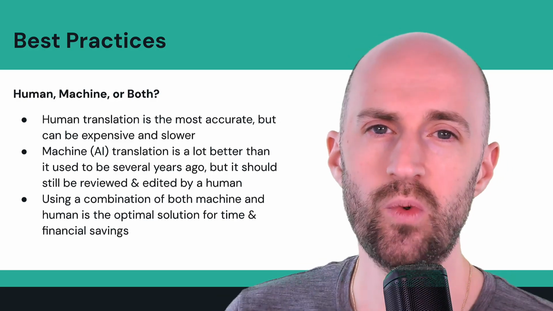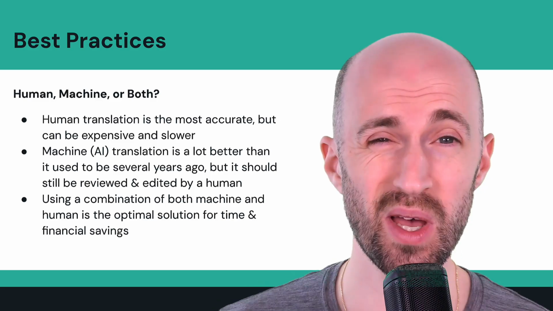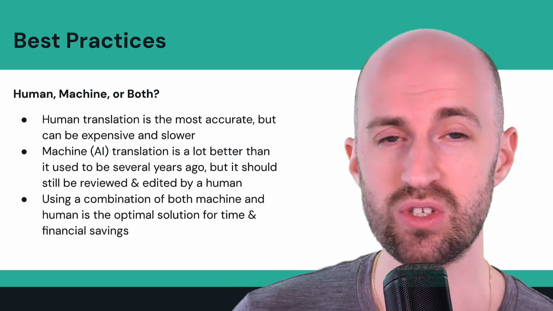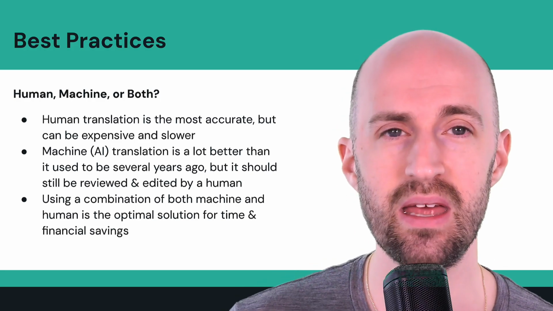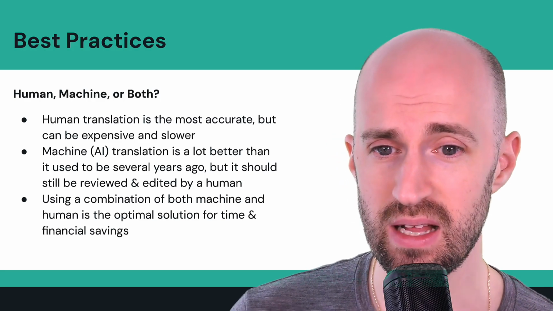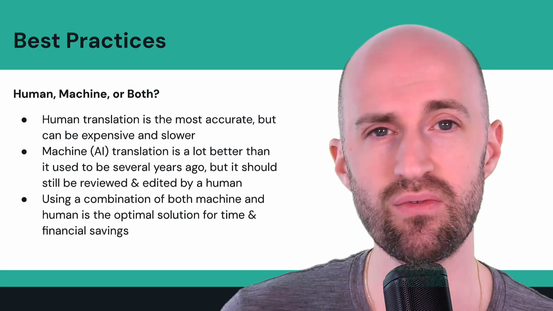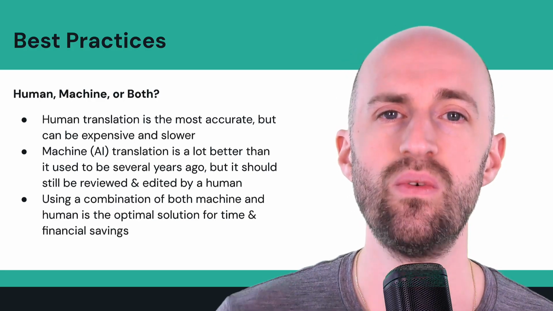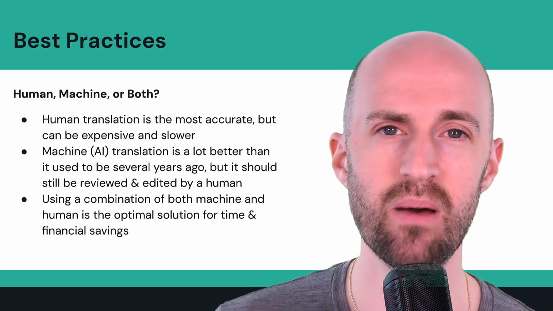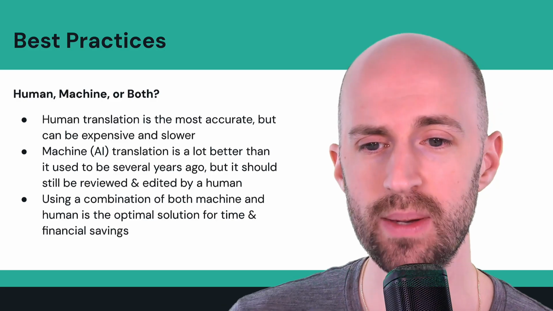So then you might wonder, okay, how do I translate it? Do I human translate it? Do I machine translate it? Or do I use a balance of both? Human translation is the most accurate and the most effective, but it can be expensive and slower than, let's say, machine translation. Machine or artificial intelligence translation these days is a lot better than it used to be several years ago, but it should still be reviewed and edited by a human because there are some mistakes that it can make. It may not be totally accurate or culturally appropriate, so you might have to go through it.